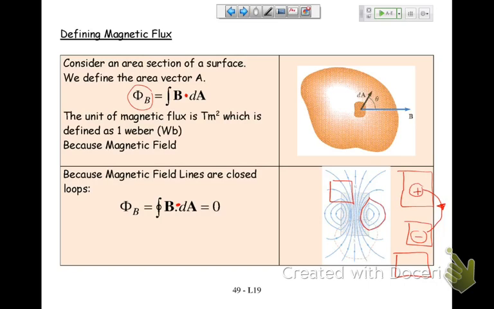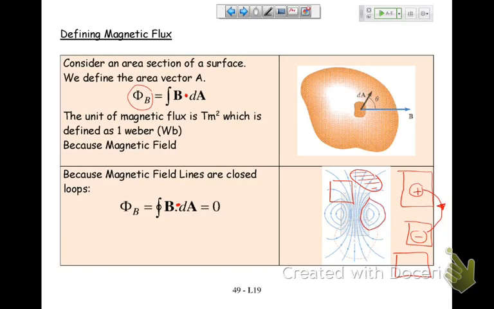So the reason why I'm hesitating is because I know that we do measure some things in Webers. I think so. I've got to be careful here. No, I misspoke. The flux through a closed surface is zero, but the flux need not be zero. If I choose not to do a closed surface, if I choose to do an open surface like that, that magnetic flux is not zero.